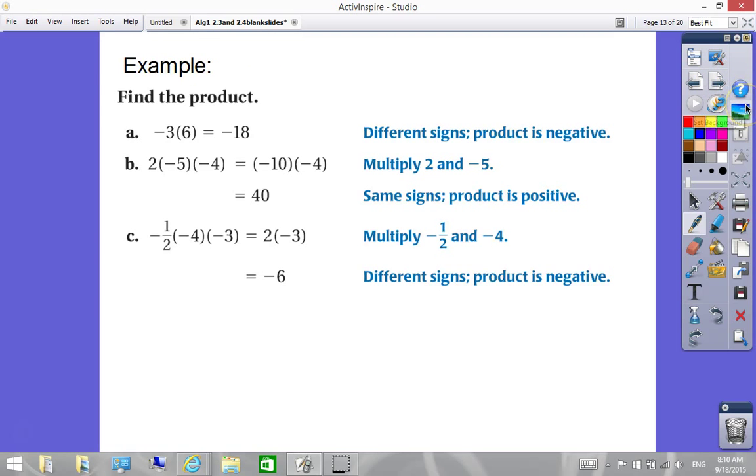So here's a few examples. The first one is a negative times a positive, so it should be negative. -3 times 6. In your mind, you're just doing 3 times 6. Multiplication tables time, 18. Put a minus on the front of it.